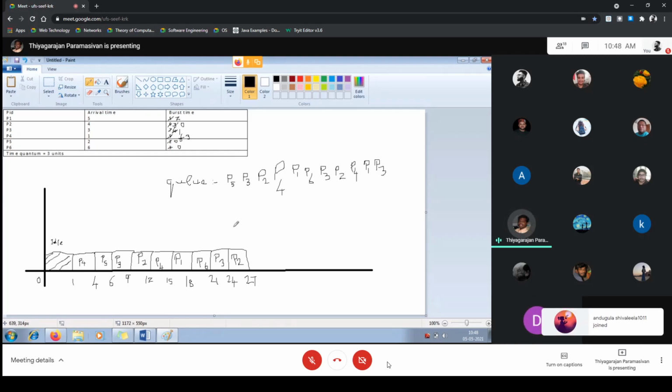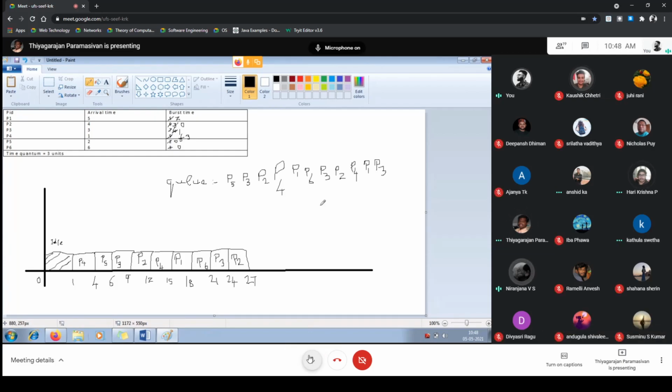What is the fourth step? We have to check whether P2 completed its execution. Yes, P2 completed its execution. So we will not add it at the end of the queue. Are you getting me? Yes, sir. Okay, what is the next job in the queue? P4.